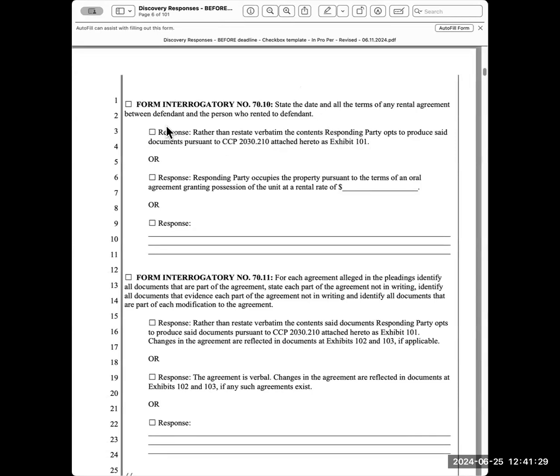If you have your lease, you check here and you make sure that your lease is included in the binder. So that when it's scanned and included with the request for production of documents, this is where you're telling them to look for it. You check here if you have an oral or verbal agreement with the landlord for your rental of the unit. You check here, and then you put the monthly rent that you agreed to pay here. If neither of these apply, you check here and you put in your response.